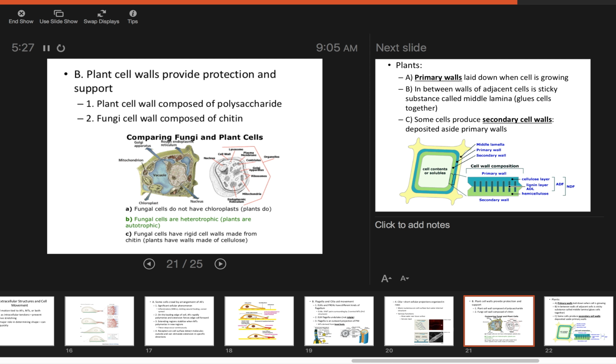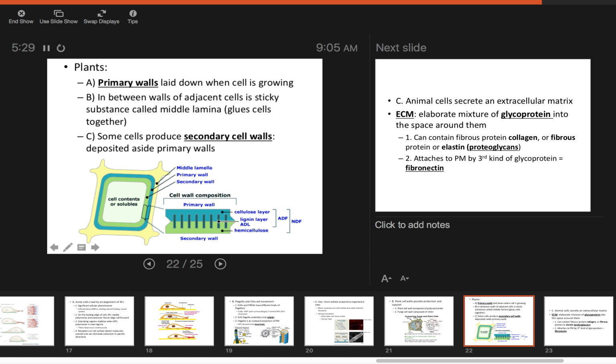Plants is cellulose. So with plants, we have primary walls that are laid down during the cell growth when it grows most quickly. And then in between, we have something called middle lamella that glues the cells together. So where am I here? Primary, okay, secondary, and then middle lamella that glues it to other cells. Some cells produce a secondary cell wall.